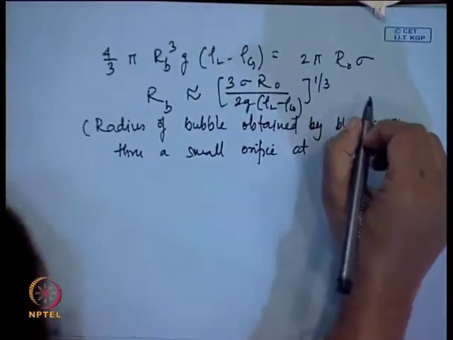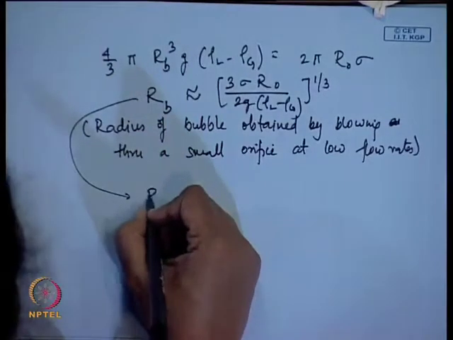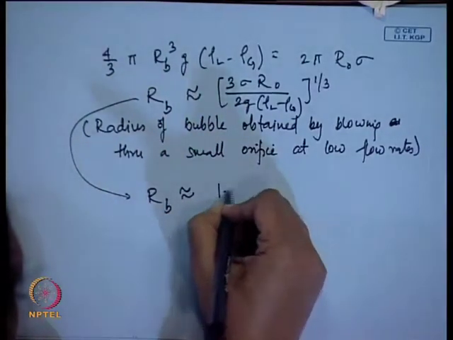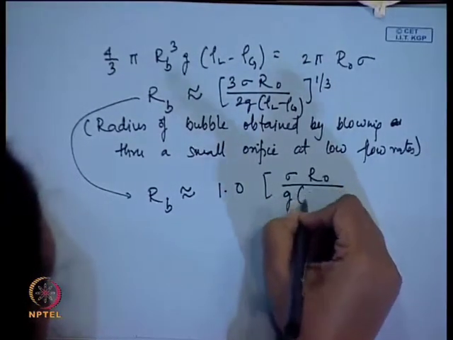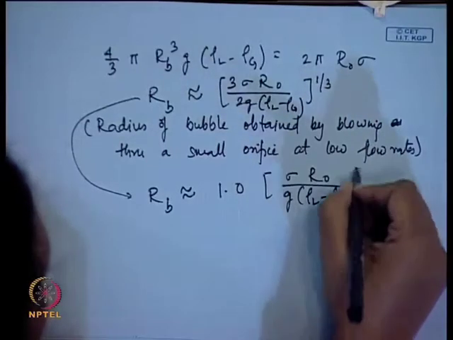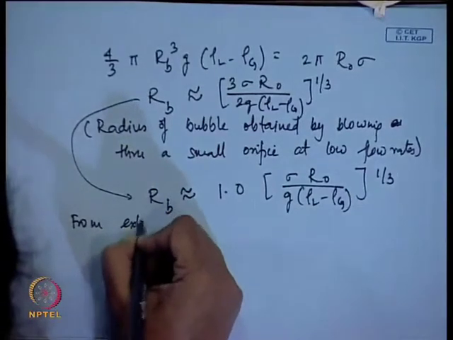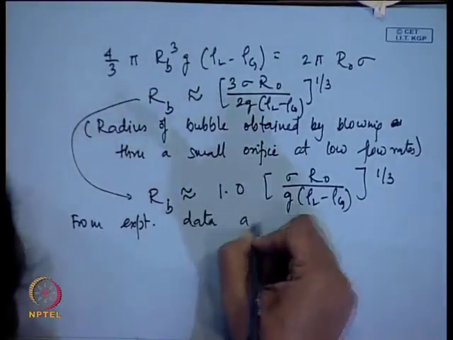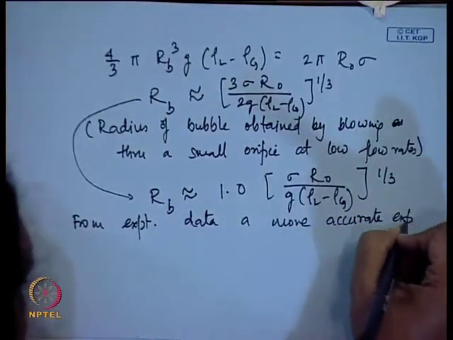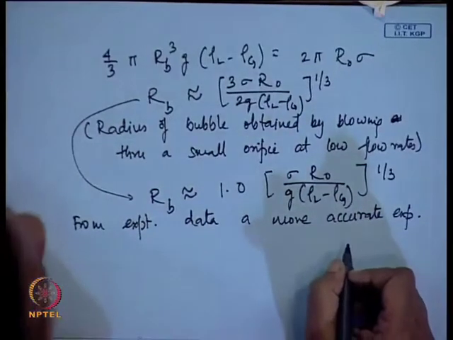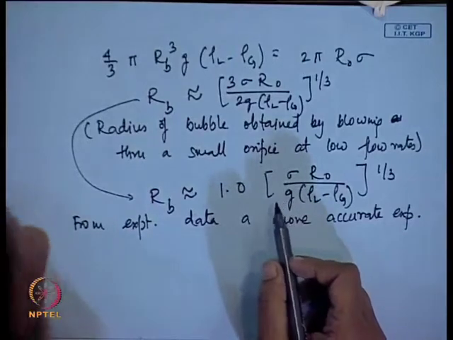Now, people have reported that instead of this particular expression, a more accurate expression from experimental data is (1.0 sigma r 0 by g into rho l minus rho g). So, therefore, we can find out R b either from this expression or from this expression.